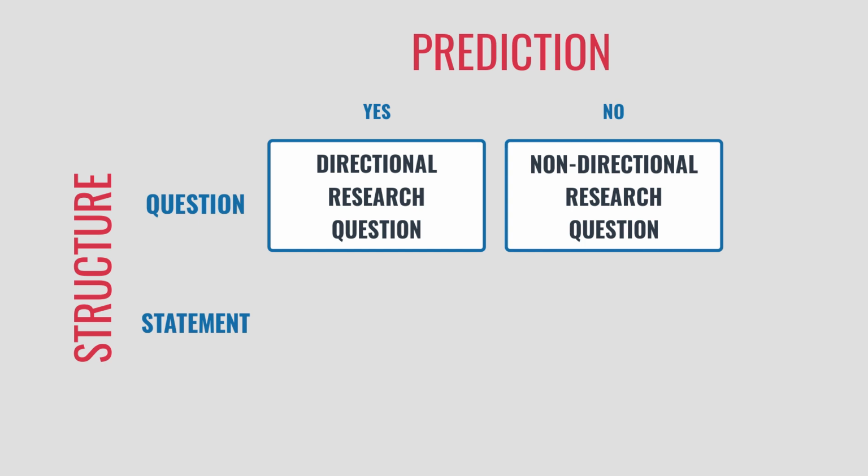So first, let's talk about research questions. There are 2 types of research questions, directional and non-directional. Both are phrased as questions, obviously. A directional research question makes a prediction in the phrasing, while a non-directional question does not make a prediction in the phrasing. An example will help us understand the difference between these 2 types.